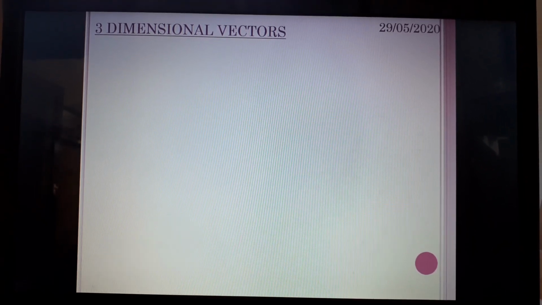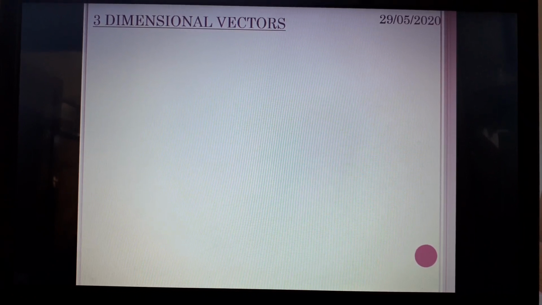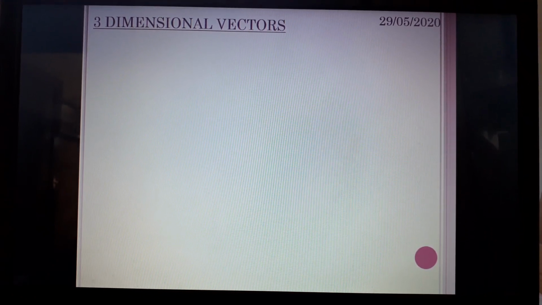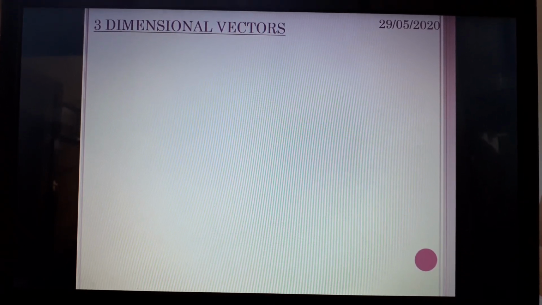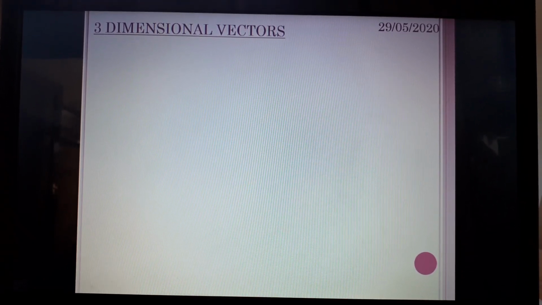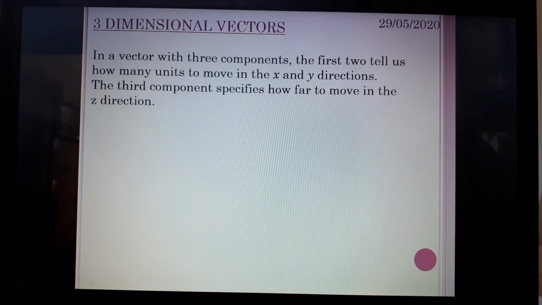Good morning, and today we're going to be looking at three-dimensional vectors. We were looking particularly at three-dimensional coordinates the last day, and we've managed to sneak a few three-dimensional vectors into some of the questions you've covered in previous exercises so far, but we'll have another deeper look at them today.